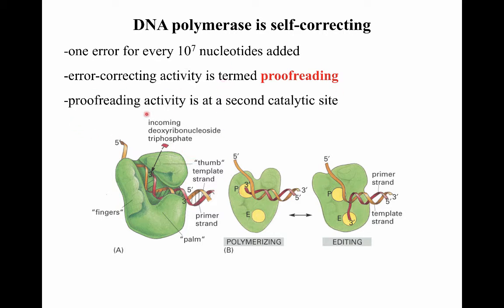So proofreading is actually at a second catalytic site, and I'll put up another video showing a little cartoon of this. But so the DNA polymerase has 2 enzymatic activities. One adds the nucleotides to the growing strand, and the other one can remove, to chop out ones that have been added incorrectly. So it proofreads itself. And so it's a very accurate enzyme.